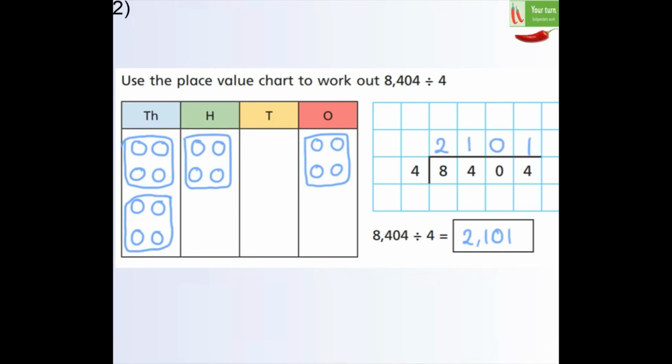Okay, Chili 2, here are the answers to number 2. So you could see here that this would be 8,000s, 400s, no 10s, and 4 ones, and then they have seen how many groups of 4 are in each. So you can see there's 2 groups in the thousands, there's 1 in the hundreds, there's none in the tens, so that'd be 0, and there's 1 group of 4 in the ones. If you then look at the bus stop method, it's exactly the same. You're working out how many groups of that number, so how many groups of 4 go into 8 or 2, and how many groups of 4 go into 4 or 1. How many groups go into 0? None, because 0 is small. And how many groups of 4 go into 4? 1. Gives you the same answer of 2,101. Chili 1, if you need to, pause the video now.